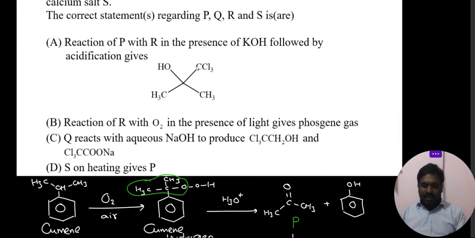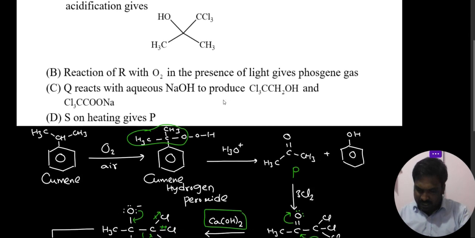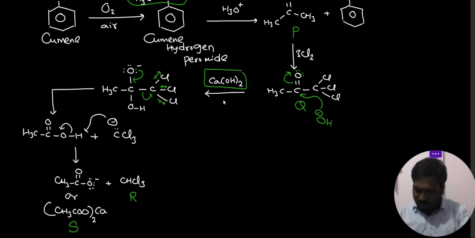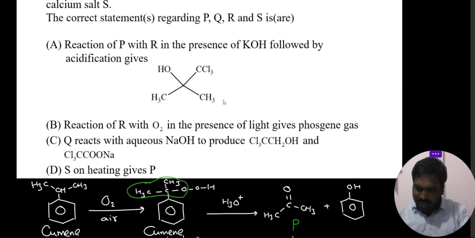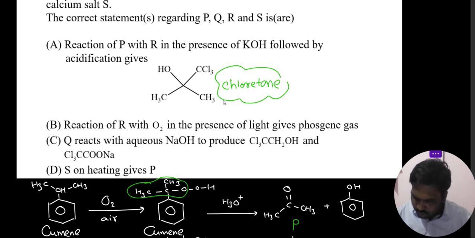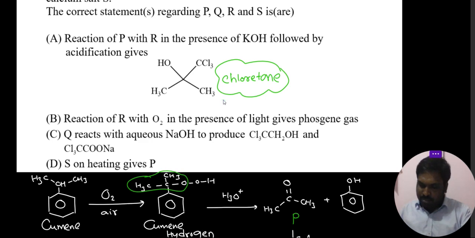We can verify these three options. This is a one or more than one option type question. Reaction of P with R in the presence of KOH followed by acidification gives this compound. Reaction of P with R: P is acetone and R is chloroform. In the presence of KOH followed by acidification, one compound is formed. This is actually chloretone. Its name is chloretone. Understood?